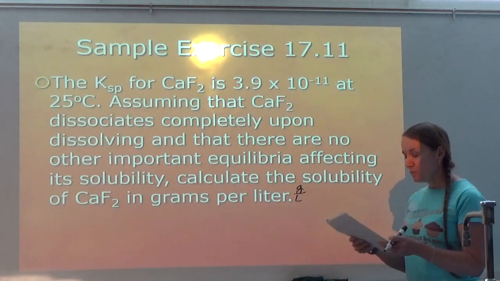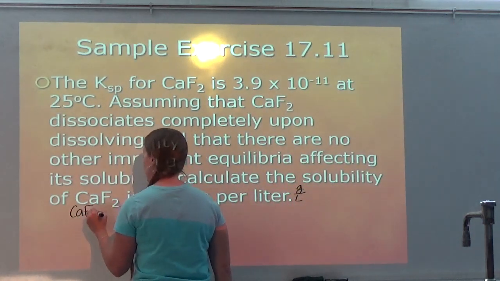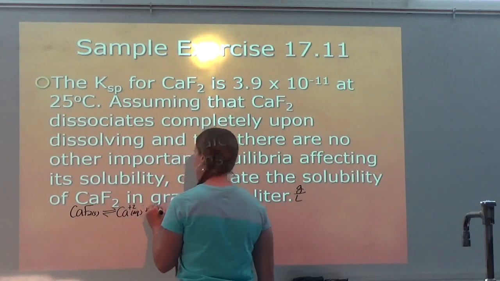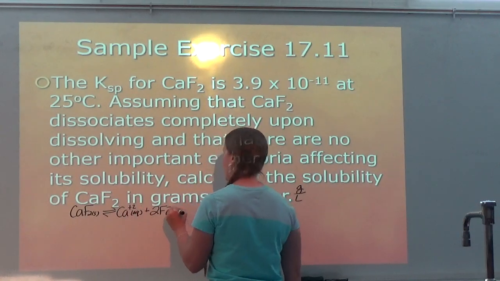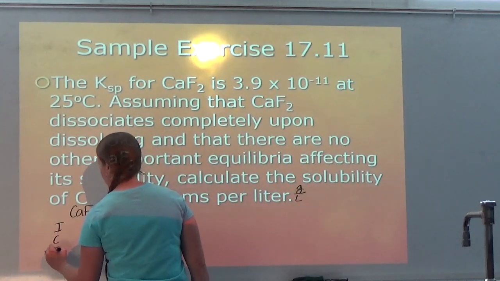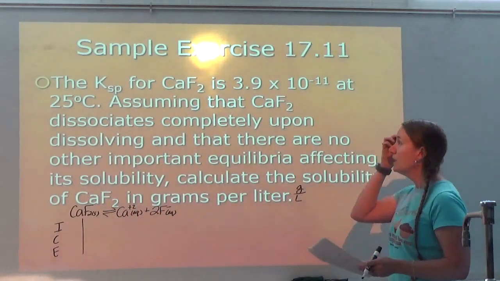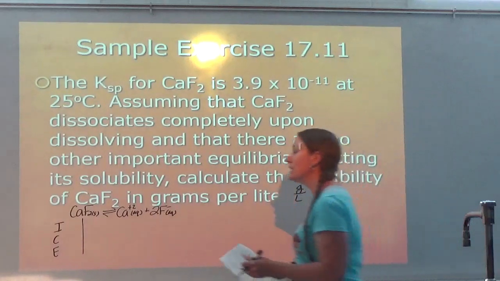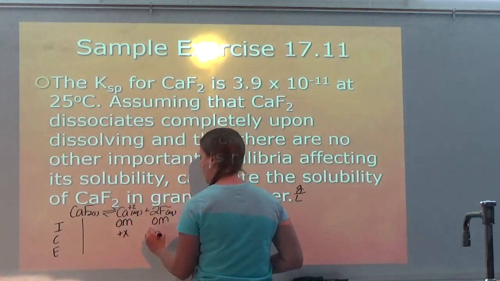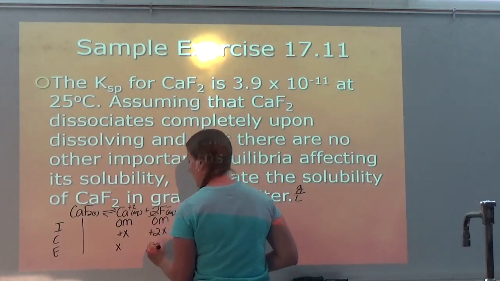So we set up our ice chart, of course. So we have CaF2 solid. And like I said, once you get good at these, you probably won't have to set up an ice chart for all of them. You can kind of start doing it in your head. But if you never get to that point, that's not a big deal. We don't care about CaF2 because it's a solid. They told me I'm not starting with either product, so I'm going to do plus x. For this one, I'm going to do plus 2x because of that coefficient. So this will be x and 2x.